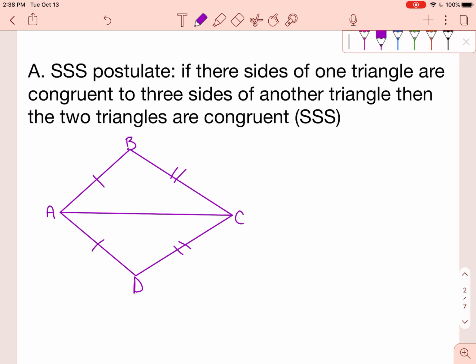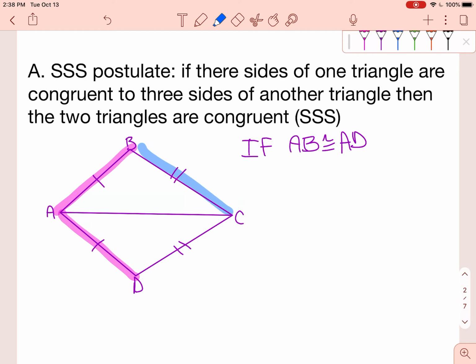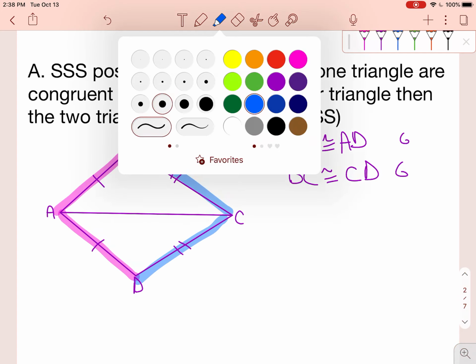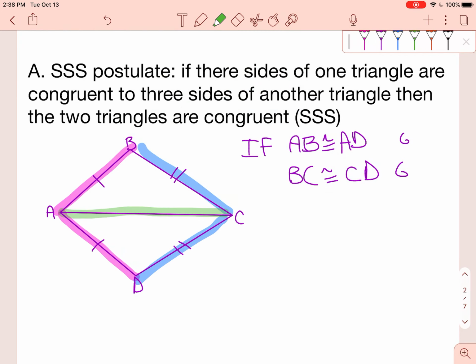From now on, you are allowed to identify congruent triangles if all 3 of the sides match up. In other words, if you can tell me that AB is congruent to AD, and it is, you see tick marks there. If you can tell me that side BC matches up with CD, and it does, you see tick marks there, that's your given information. And if you have a third side, and lucky for us we do, we know that AC is congruent to AC because of the reflexive property.